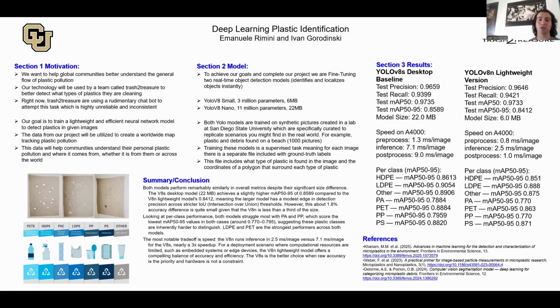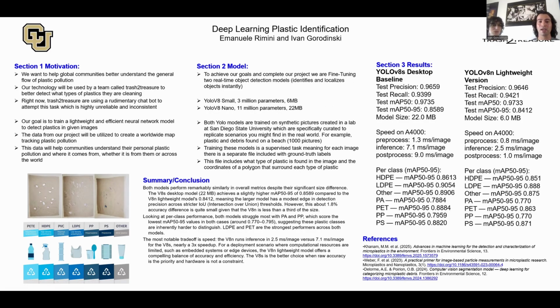Yeah, so to achieve our goals and complete our project, we are fine tuning two real-time object detection models. These models identify and localize objects instantly, very fast, and they're both lightweight. As you can see, we're training V8 small and V8 nano. So V8 small is 3 million parameters, and V8 nano has 11 million parameters, and you can see the size difference, 6 megabytes to 22 megabytes. It's basically the size of the files. So these are relatively lightweight models.